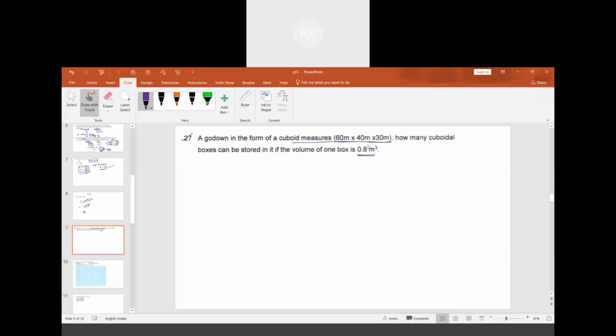One of your friends has taken 0.8 into 0.8 into 0.8 to find the volume of the box. Not to do that, here meter cube is there. It means that this itself is a volume. Volume is given. Here the number of boxes is found by volume of the godown divided by volume of 1 box.